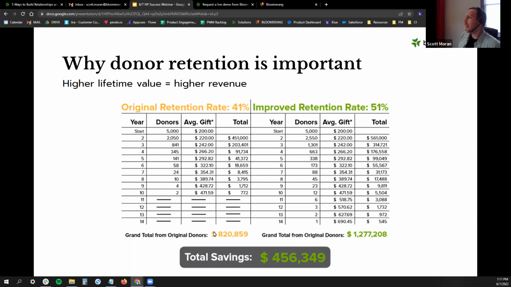You look on the right, and someone has a 51% retention rate. Not only do they have 4 extra years of longevity, so notice they don't just stop at year 10, they go all the way to year 14 before that money runs out with those original 5,000 donors, but they're also gaining more money each year. This is just how the math works out. If you look at the grand total for 41% compared to 51%, even though it's a 10% bump, that's almost $450,000 of a difference. So just imagine that when we're talking about increasing your donor retention by 5 or 6 or 7%, it sounds insignificant, but it can have huge ramifications for your budget and your fundraising, just by upticking that retention rate. Really cool stuff.